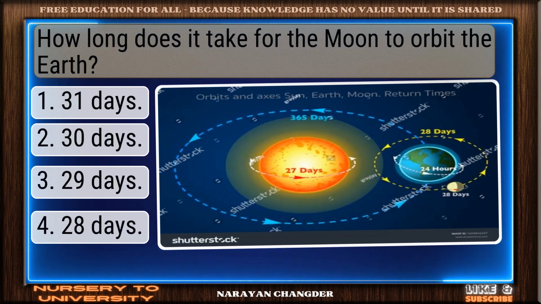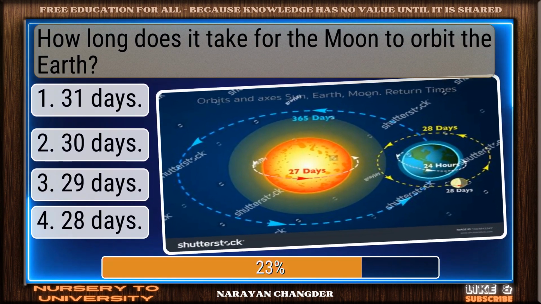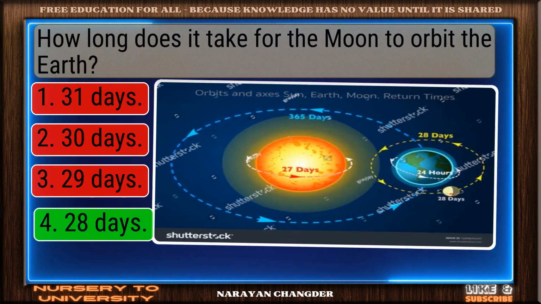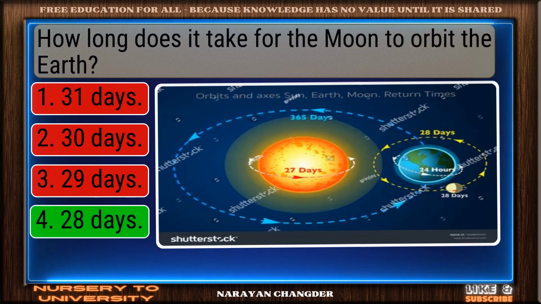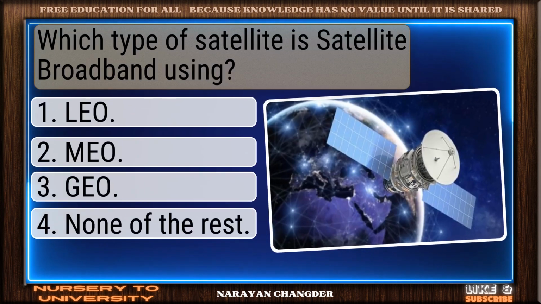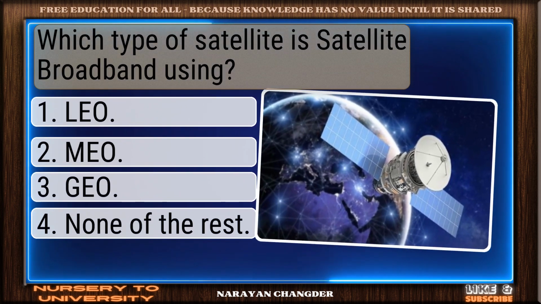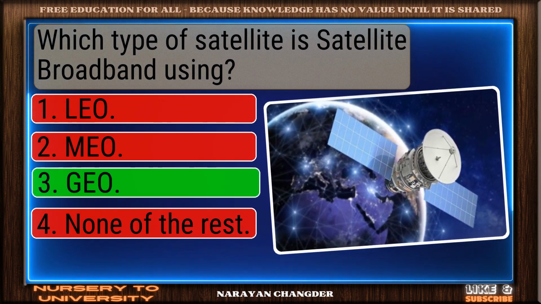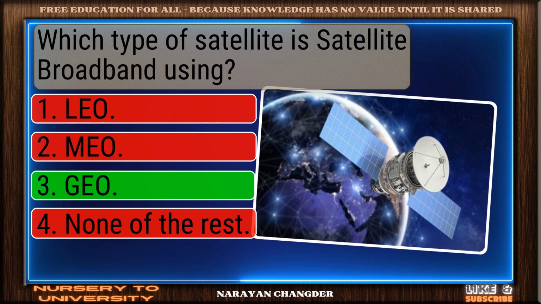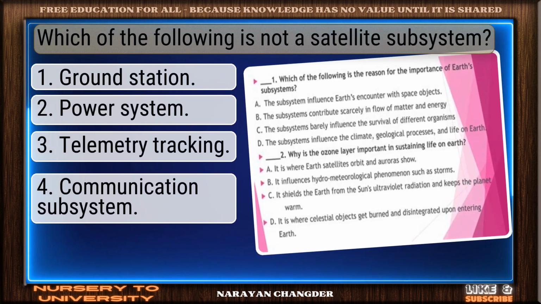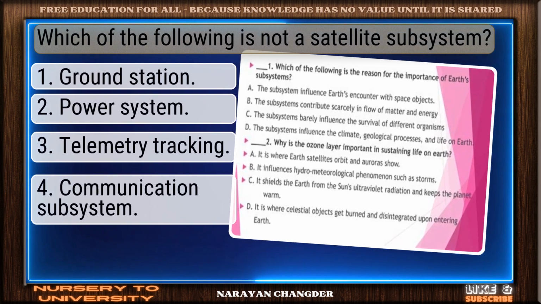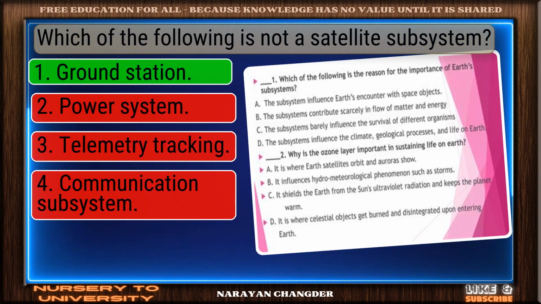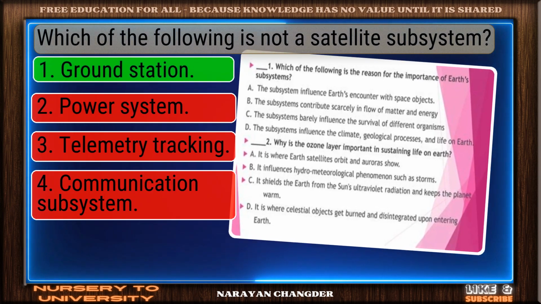How long does it take for the moon to orbit the Earth? Nice selection. 28 days is the correct and valid answer. Which type of satellite is satellite broadband using? Well reasoned. GEO is the correct choice. Which of the following is not a satellite subsystem? Correct. Ground station is the right answer.